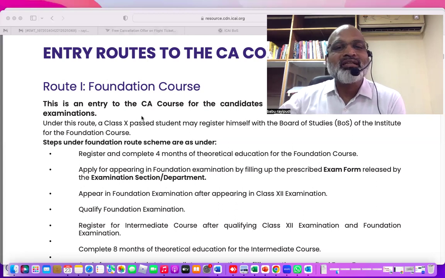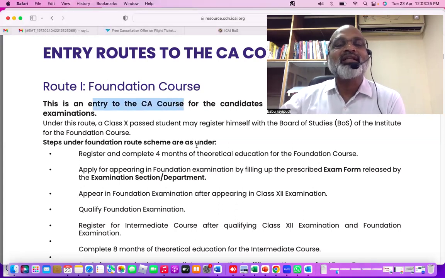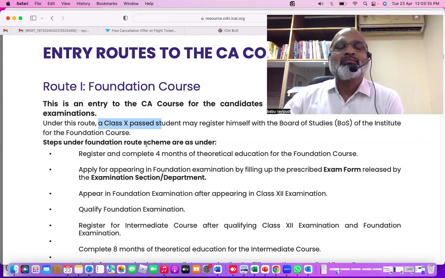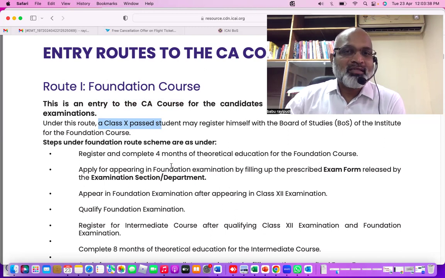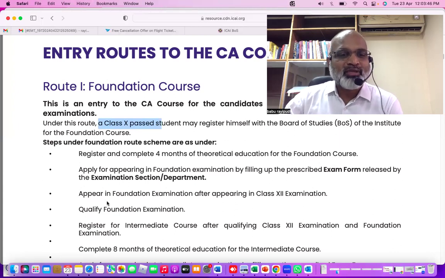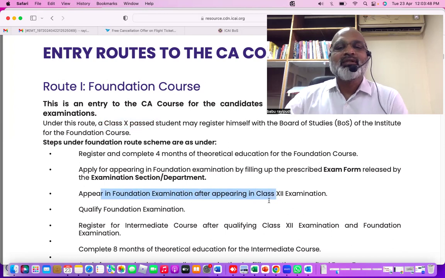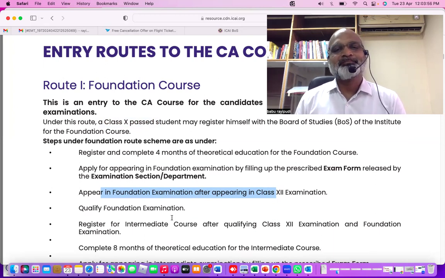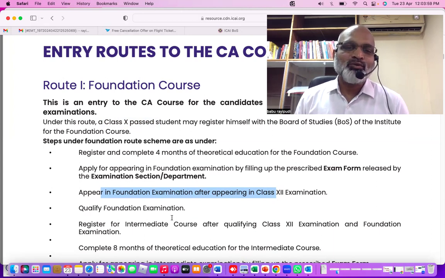So the foundation course, clearly it says, is an entry level CA course. Generally 10th pass students can register for this course. I repeat, 10th pass students can register for this course. However, if you wish to write the CA foundation exam, you must have given 12th standard, and after 12th standard you can write this. That means it says appear for the foundation exam after the class 12th examination and qualify the foundation exam, then you will be eligible for CA intermediate. Boys and girls, I want to tell you one very important thing.